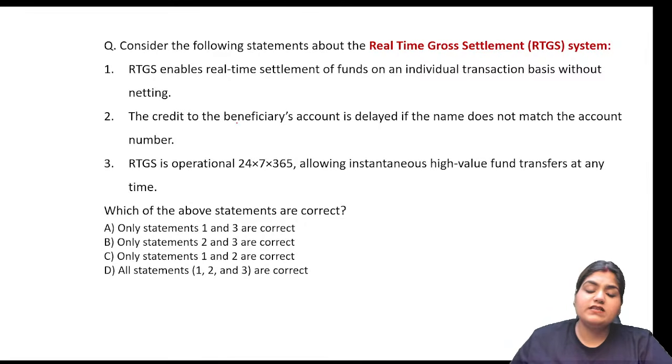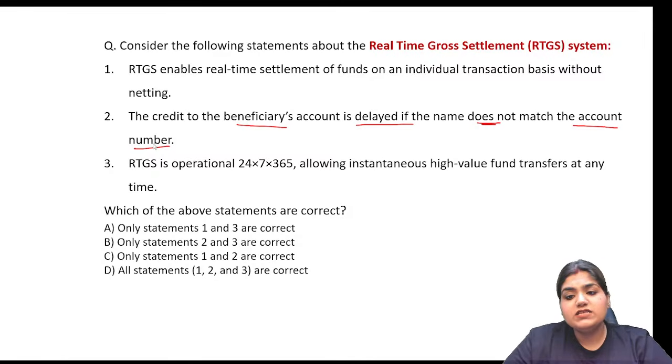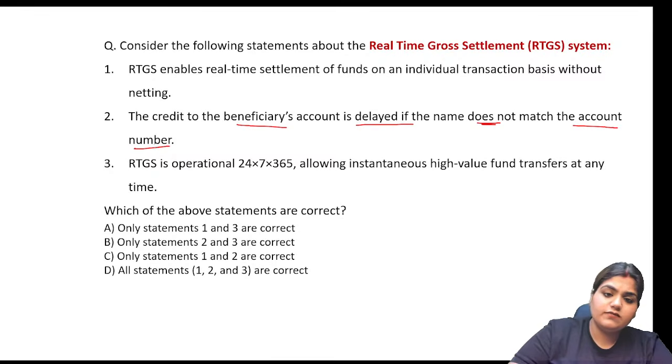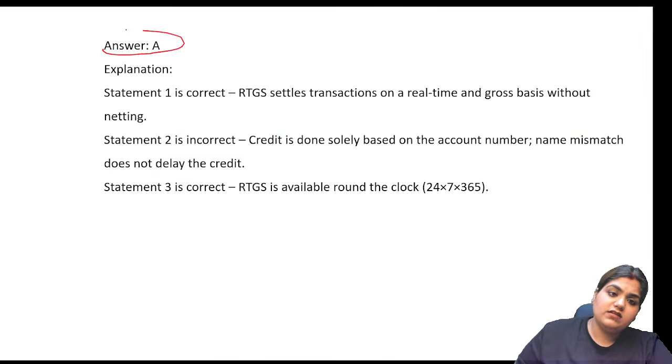2 is not. The credit to beneficiary account is delayed if the name does not match the account number. See, in RTGS, we just check the account number. The mismatch of name does not affect anything. Statement number 2 is incorrect. Very good. A is the correct answer.